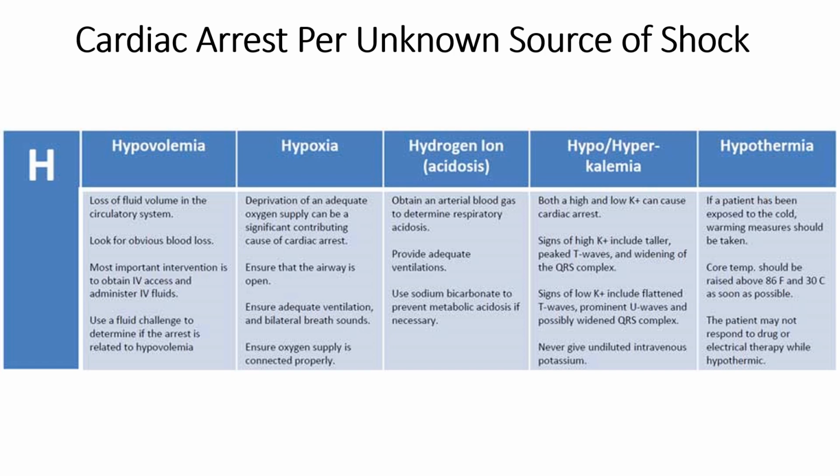Our fifth H is hypothermia. Was the patient exposed to cold weather? Have they been in the cold for long amounts of time? What are the warming measures that should be taken? The core temperature should be raised above 86 degrees Fahrenheit as soon as possible. We don't typically see that a whole heck of a lot. I know a patient has come in falling through the ice. I think a patient was found once, but we don't really see that a lot. So that's our H's.